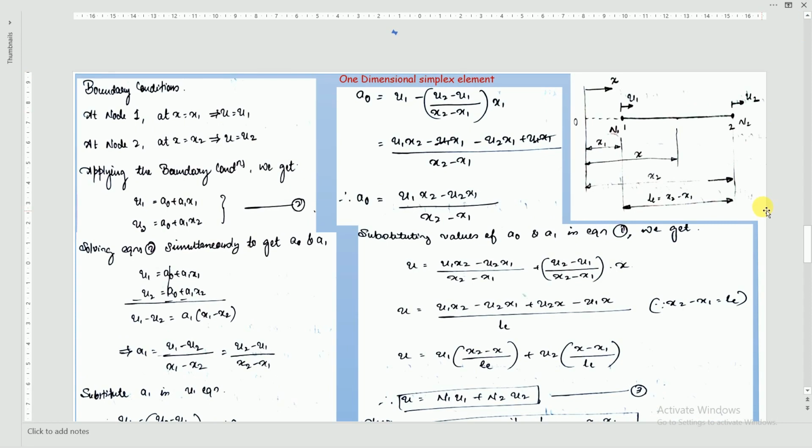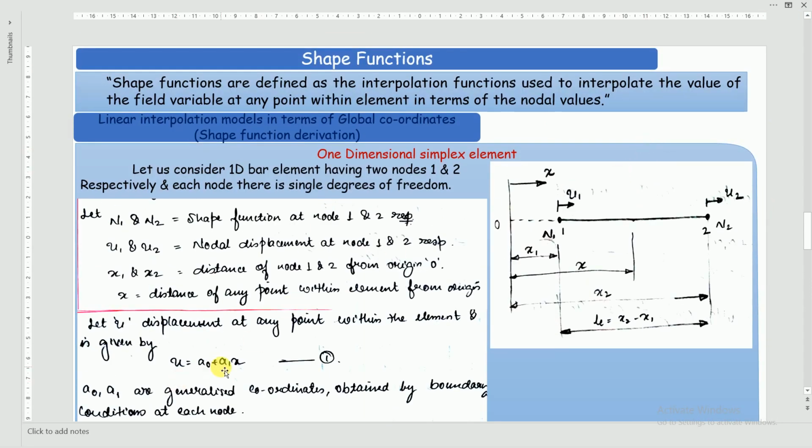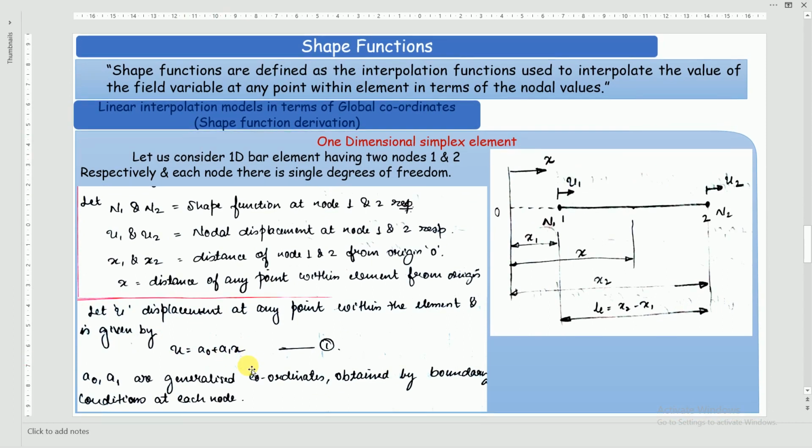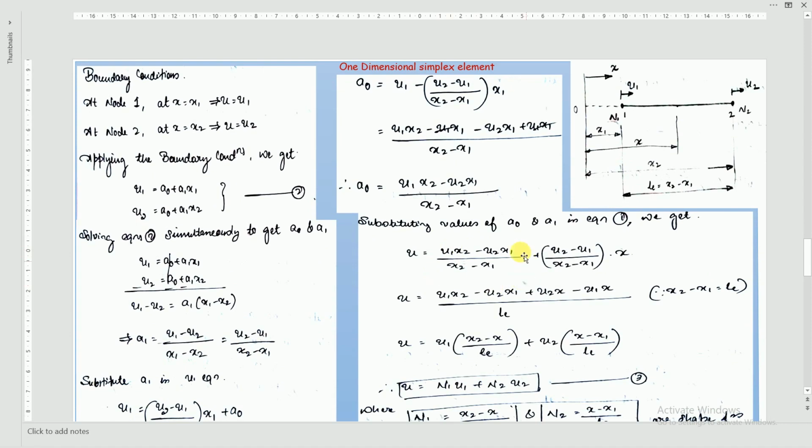It is there here, which is u equal to a0 plus a1x. Substitute the values of a0 and a1. See, this is a0 and this is a1 and this is x as it is. You can take the LCM and write x2 minus x1 as length of the element, which is LE. And now take common what? u1. So when you take common u1, what will you get? x2 minus x, right? x2 minus x, and write it separately and divide it by LE.